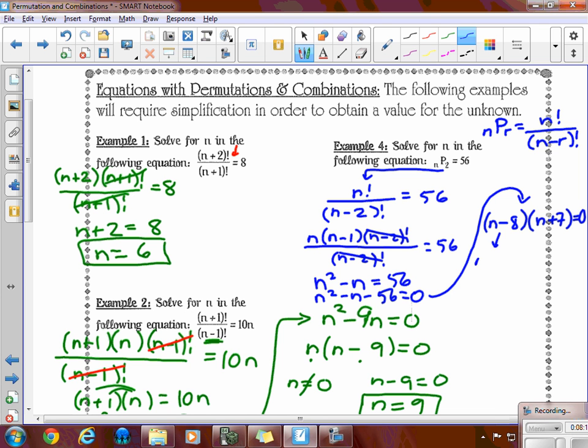This gives me a solution of positive 8. This gives me a solution of negative 7, which you can already see is an extraneous solution. So the only answer in this case is n equals 8.